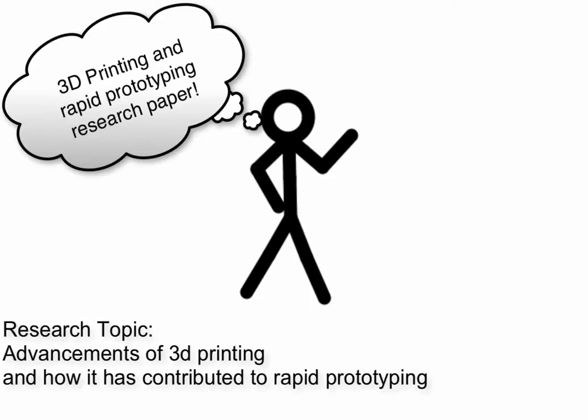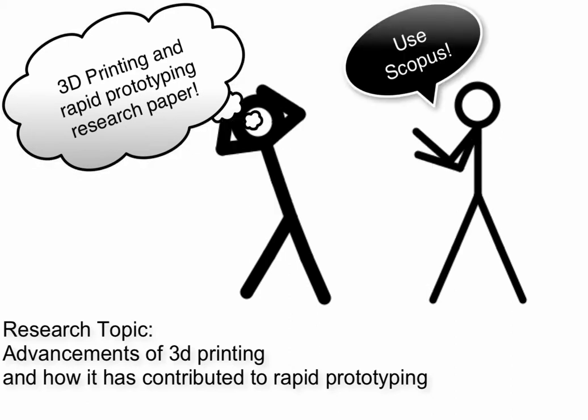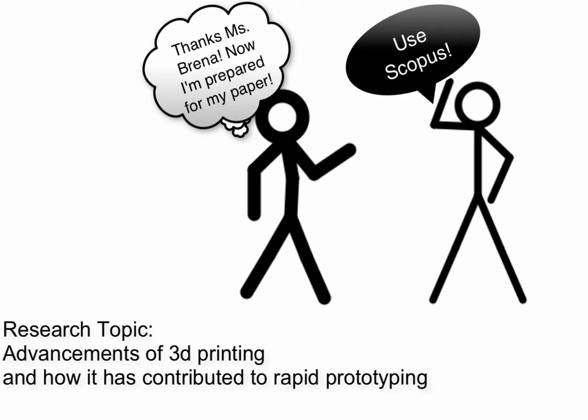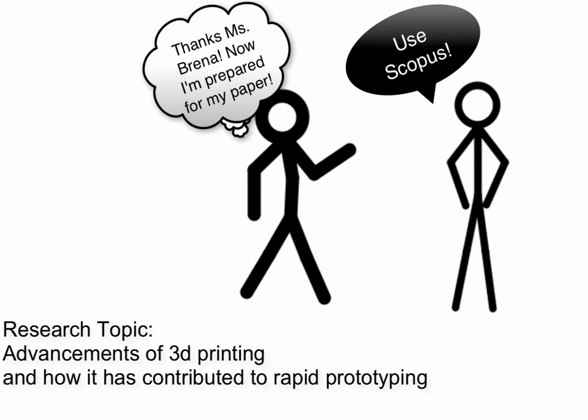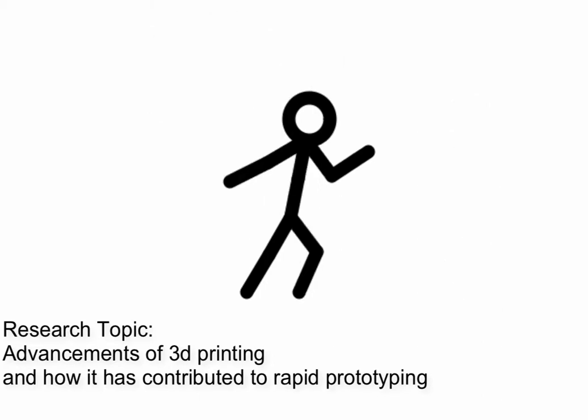Let's imagine a scenario. You are an undergraduate student looking for resources for a research project on the advancements of 3D printing and how it has contributed to rapid prototyping. Now that you know what kind of database Scopus is and the types of sciences it focuses on, you will know that Scopus will help you locate the materials you need for your research project.